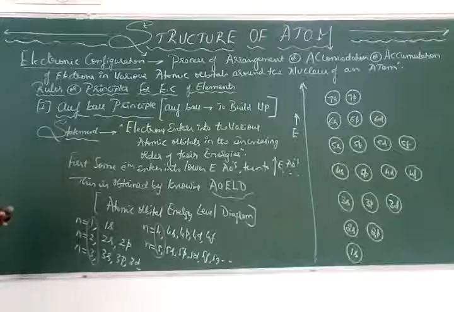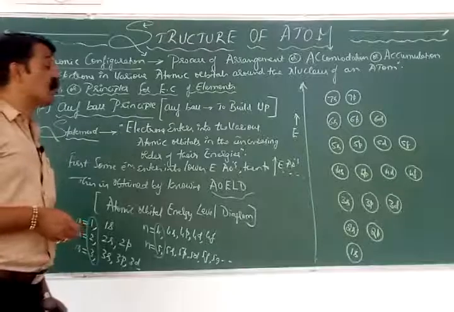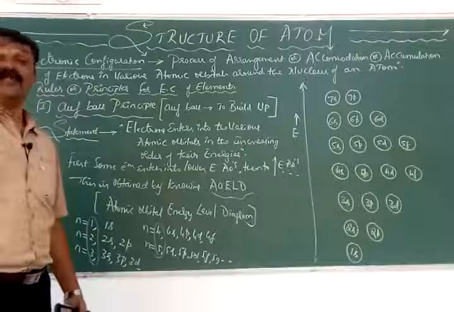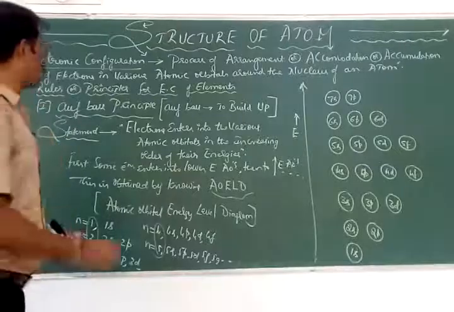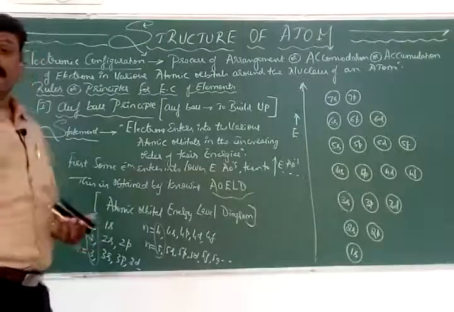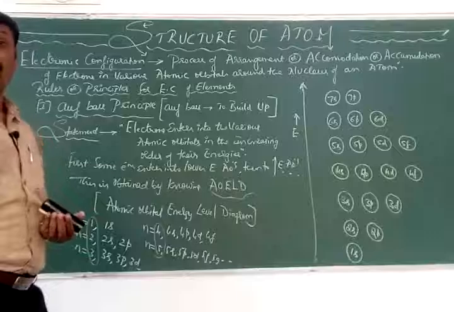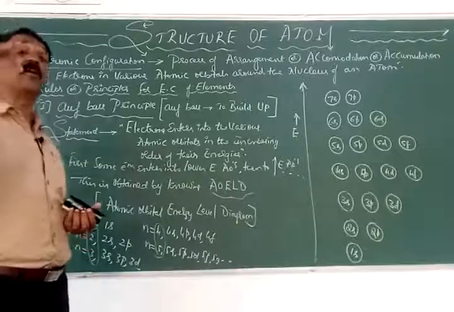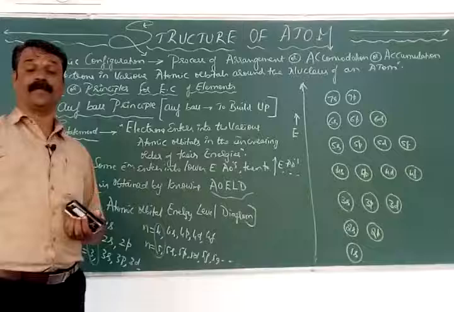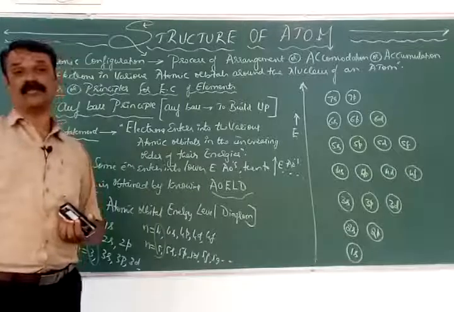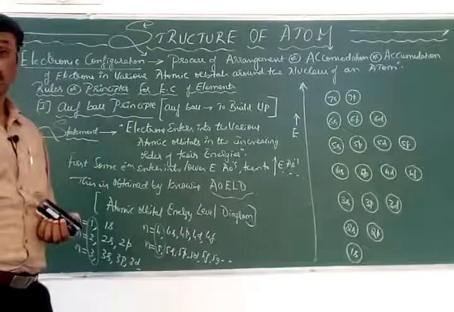Okay, so this is the energy distribution, or indirectly it is called the energy level diagram. It means how to fill up the electrons. First you have to be very clear: s can accommodate 2 electrons, p can accommodate 6 electrons, d can accommodate 10 electrons, and f can accommodate 14 electrons. Because s has only one subshell or one orbital.